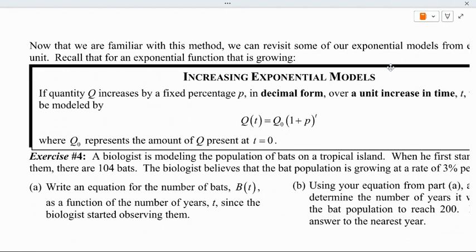We're going to talk about increasing exponential functions. Now that we are familiar with this method, we can revisit some of our exponential models from earlier in the unit, like exponential growth and decay. Recall that for an exponential function that is growing, we do 1 plus the rate to the power of time.